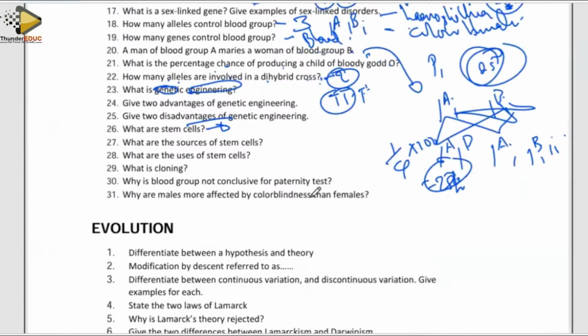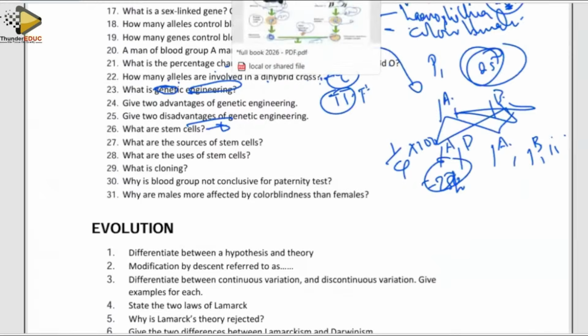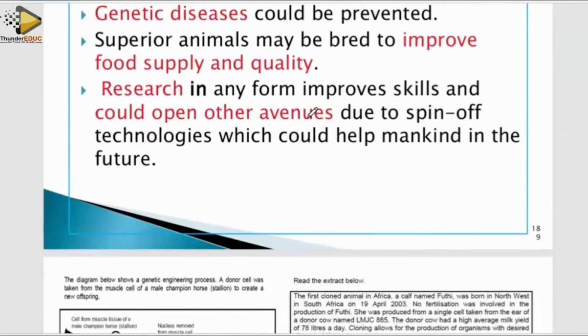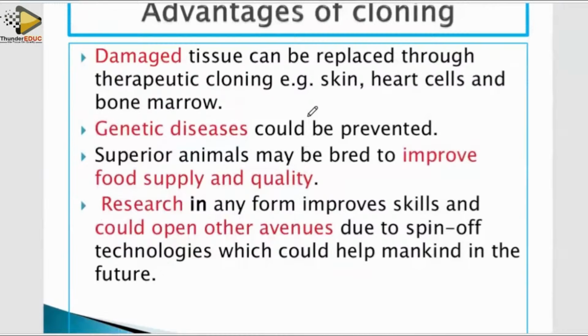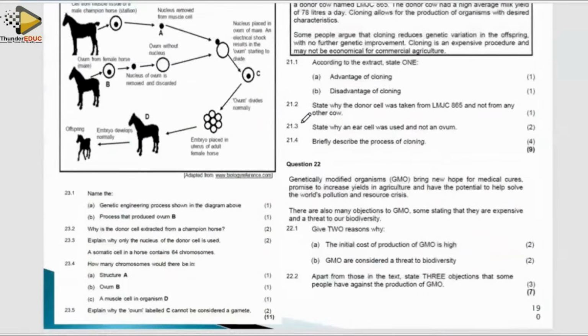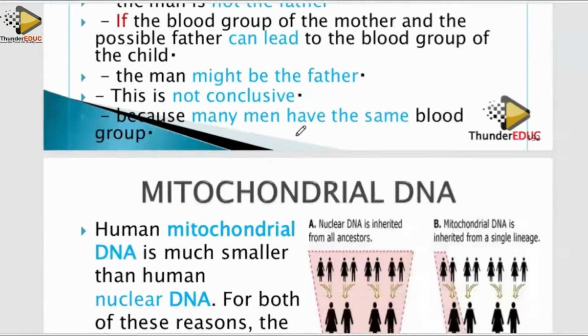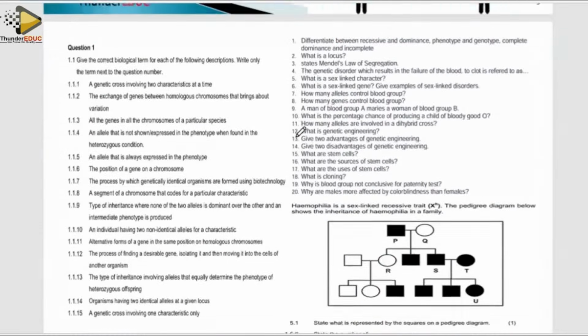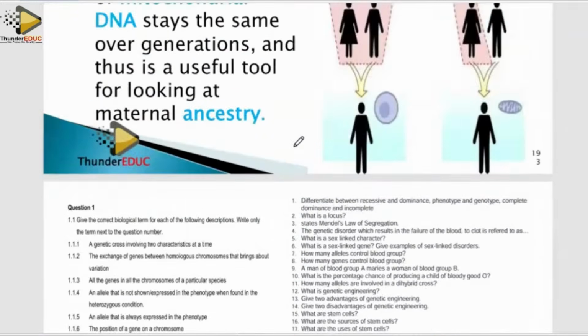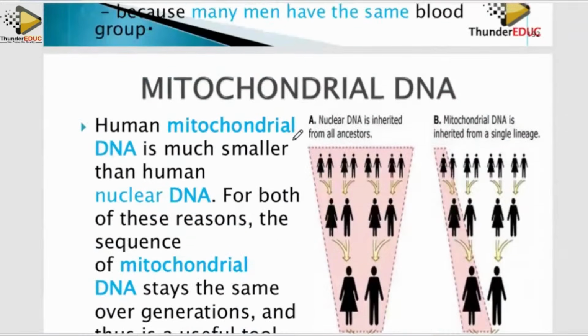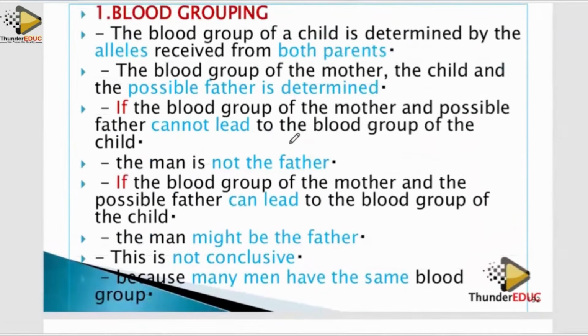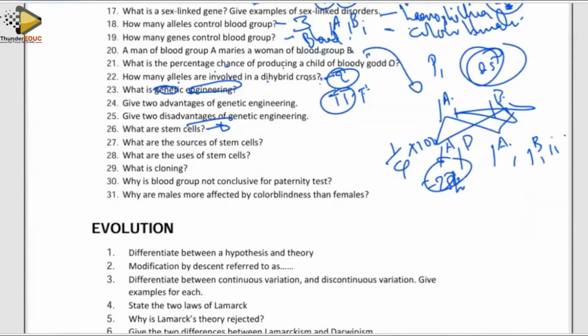Why is blood group not conclusive for a paternity test? Because there are so many individuals who have the same type of blood group. Here there are some questions; those people who have the distinction material book, please use them. It's not conclusive because many people have the same blood group, so it means that you don't know which man is the one.